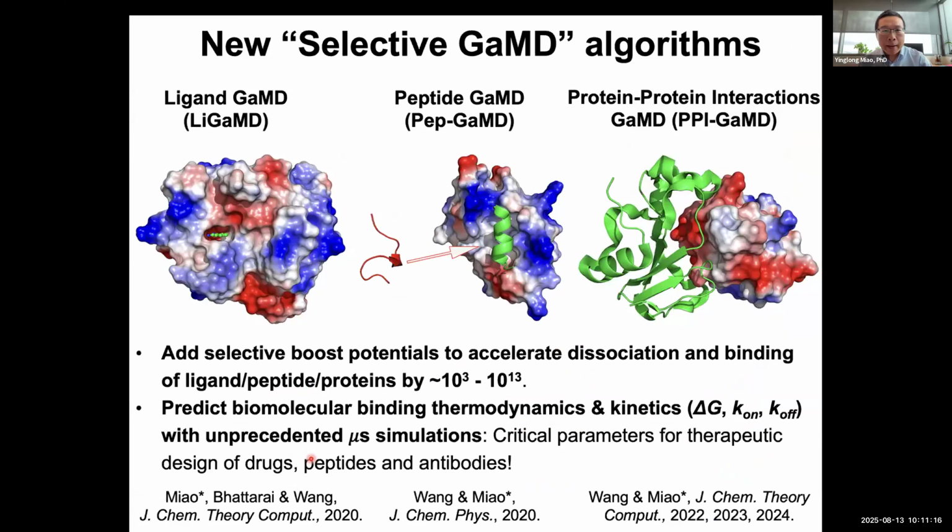Based on GaMD, my lab has also developed new selective GaMD algorithms. These methods include Ligand GaMD, Peptide GaMD, and the Protein-Protein Interaction GaMD. By adding selective boost potentials, we can speed up our simulations by thousands to trillions of times. Then by running only microsecond simulations, we can capture both the dissociation and binding of small molecules, peptides, and proteins. Then we can calculate the binding thermodynamics and kinetics. So these include the binding free energy delta G and also kinetic rates, k on and k off. These are critical parameters for therapeutic design of the drugs, peptides, and antibodies.